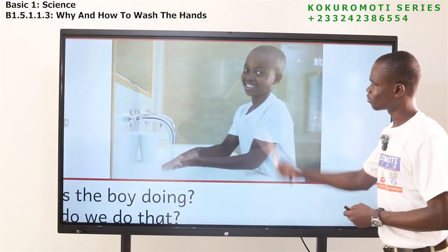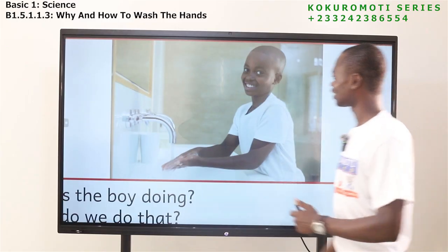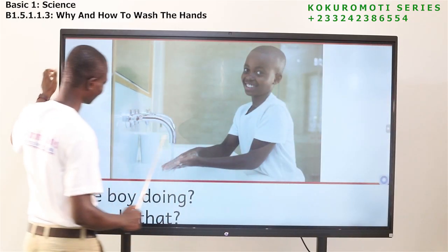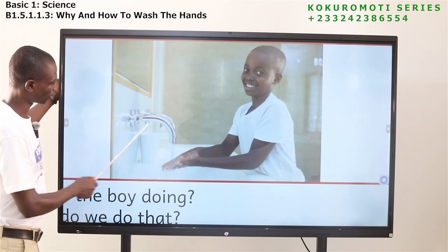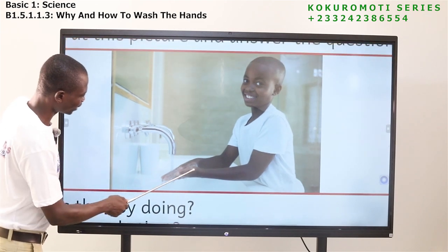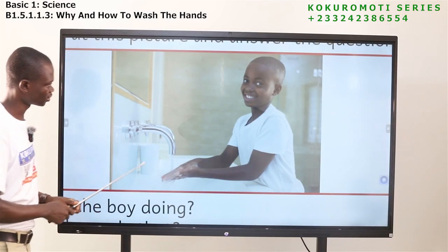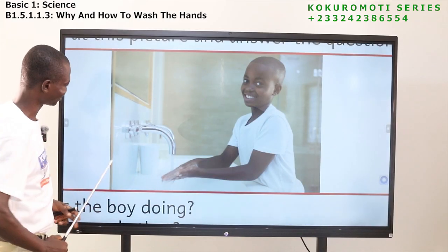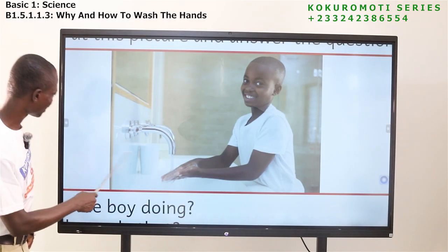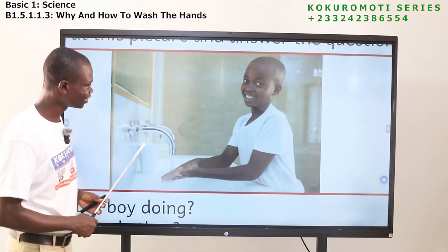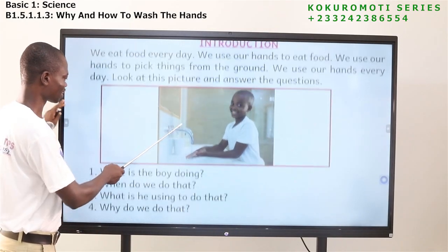Let's describe what the person is doing. There is a nice boy here. And what is he doing? I can see water coming out from the tap or the pipe. The boy is washing his hands. He's also smiling. What else do you see? I can see 2 cups here. Now I think we have seen what the picture is all about.